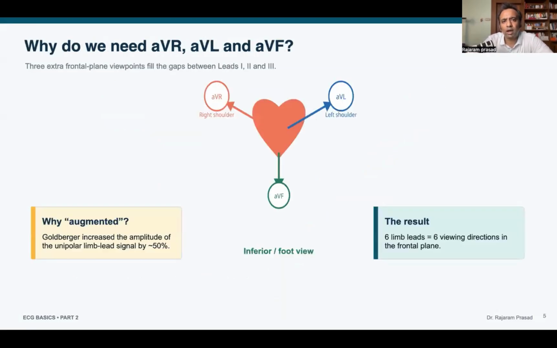So why do we need another three leads? That is aVR, aVL, and aVF. These are three extra frontal viewpoints which fill the gap between leads 1, 2, and 3. aVR looks at the heart from the right shoulder, aVL from the left shoulder, and aVF from the foot, or the inferior. Why is it called augmented? Because a unipolar lead cannot generate so much electricity, so it is augmented by at least 50%. That is why an "a" is added. These are the augmented limb leads. So there are six limb leads, six viewing directions in the frontal plane.